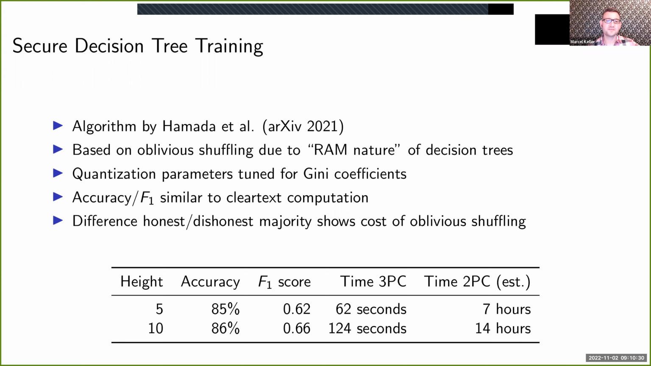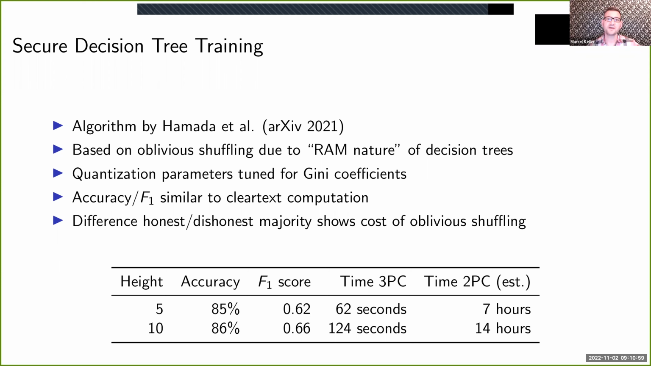And the reason to use this oblivious shuffling, I don't really want to go into technical details, but just as a very high-level talking point, is what I would call the RAM nature of decision trees. Because essentially, if you used this data structure in a clear text computation, of course, you would just maintain some sort of index that points you somewhere, and you look at that data and it gives you a threshold and where to look next.